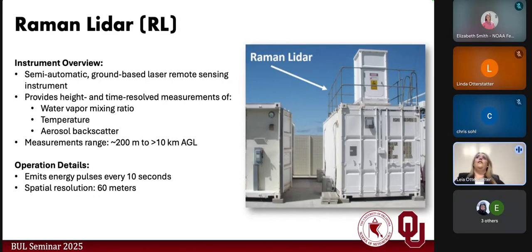And this can range from approximately 200 meters to above 10 kilometers above ground level. Granted, as stated earlier, the boundary layer only goes up 1 to 2 kilometers, so we're not going to use all of that, but it is helpful when we want to examine the boundary layer through there. And so the temporal resolution is every 10 seconds, and the spatial resolution is every 60 meters. So it's a little lower resolution than the Doppler LiDAR, but it is still high resolution.